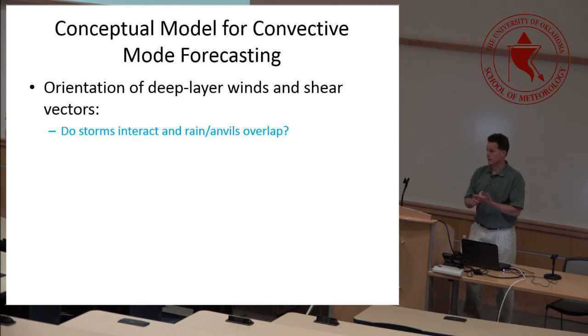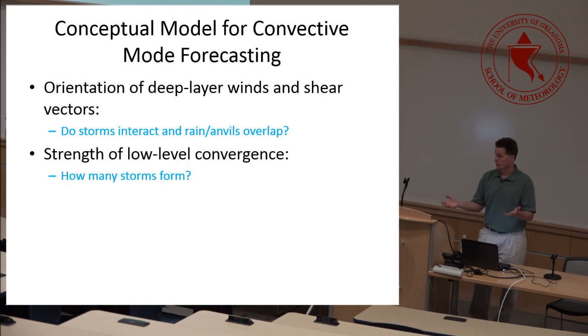Okay, so let's talk about a conceptual model for forecasting convective mode. We're going to discuss deep layer shear vectors and the deep layer mean wind. I don't really show those plots here, but we'll deal with some of it. And the question here is, how much do the storms interact? When they're forming, how close together are they? How much do they interact in terms of outflow and rainfall production? How many storms form?